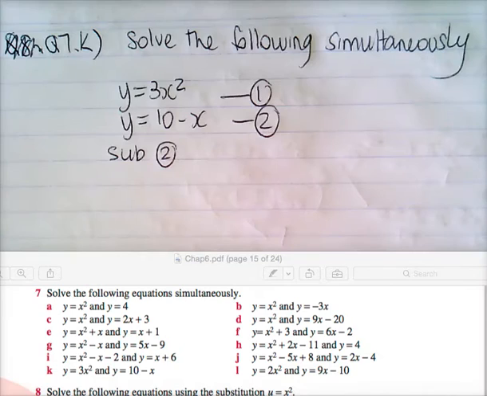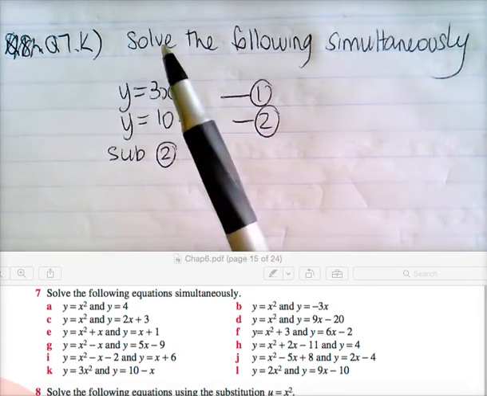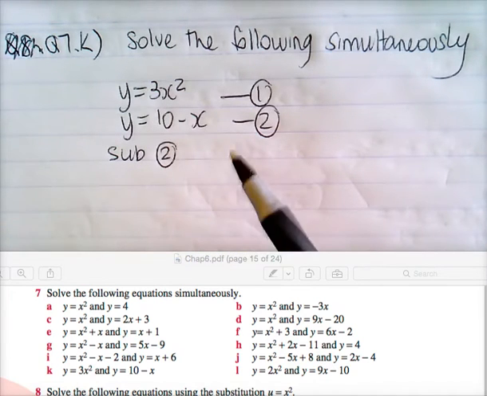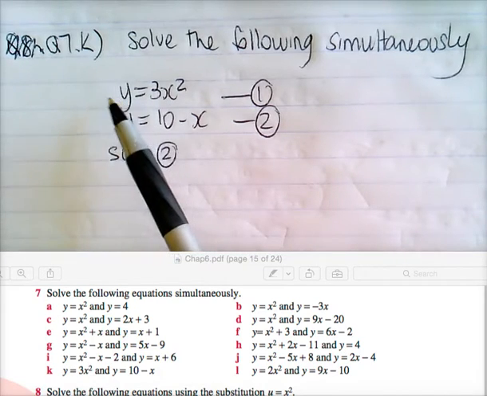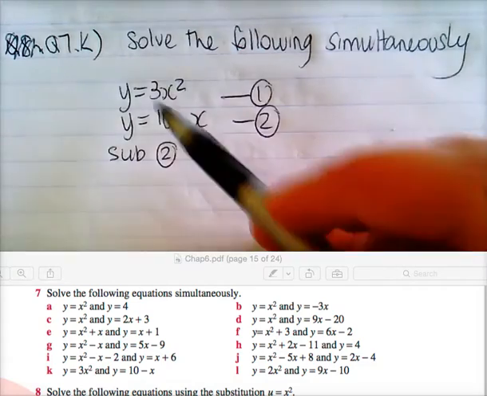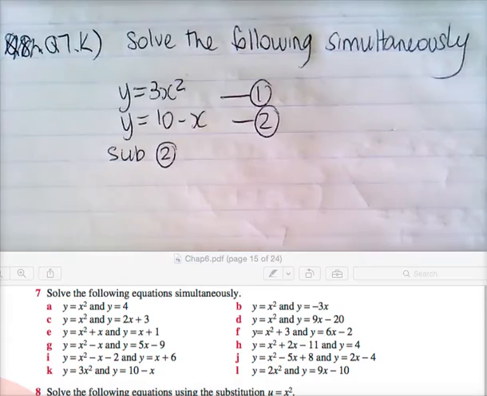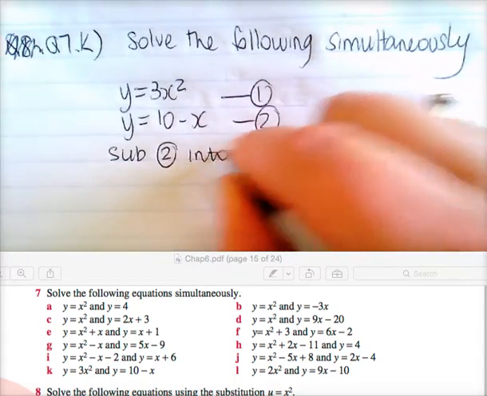Okay, this is question 7K. Solve these simultaneous equations with quadratics. Girls, these often tend to be easier than the elimination method. You always do them by substitution, but they're the easiest type. You've got y equals 3x squared and y equals 10 minus x. So therefore, if y equals that and y equals that, then those two things must equal each other. So we just say sub 1 into 2.